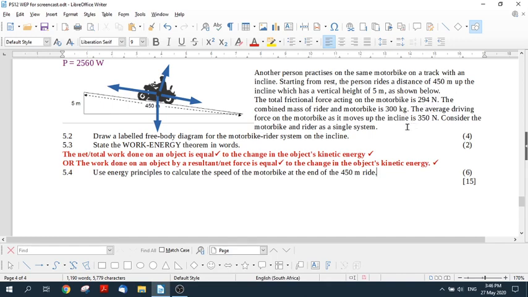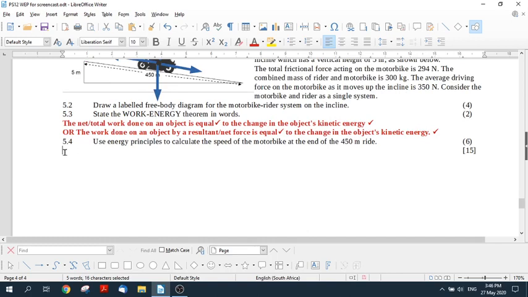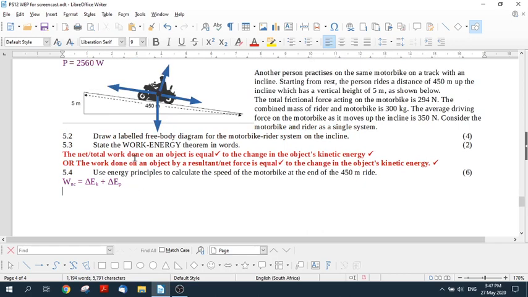So if I were to use a formula here, I would take this one: the non-conservative work is equal to the change in the kinetic energy plus the change in the potential energy. So now we need to know what is doing non-conservative work. There are two things doing non-conservative work: the applied force, the driving force, and the frictional force.